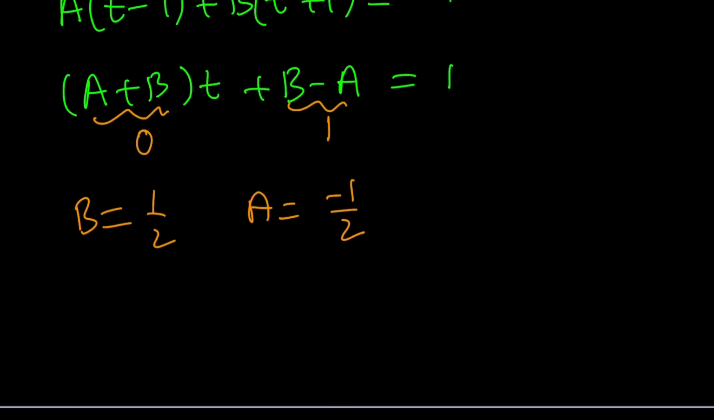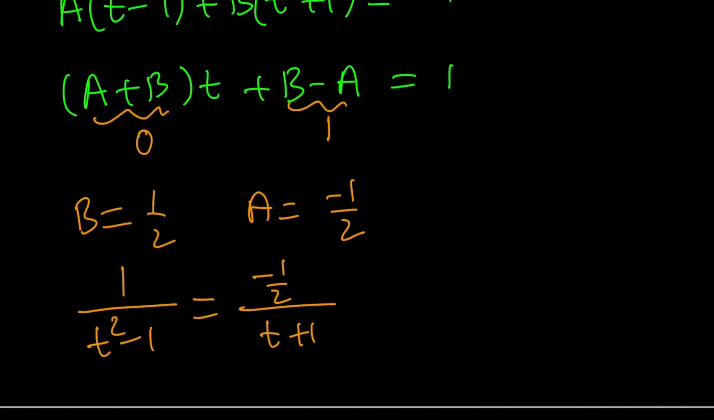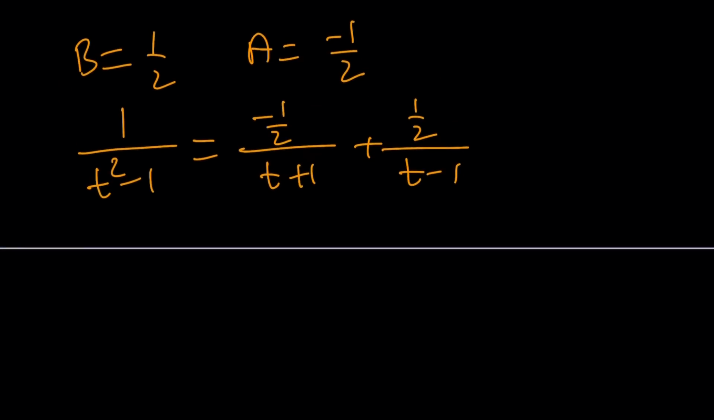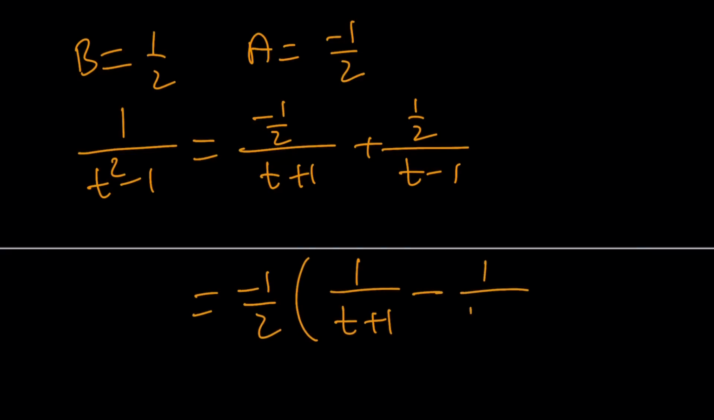So this allows you to write the expression 1 over t squared minus 1 as, remember, it was a over t plus 1, which is negative 1/2 over t plus 1 plus 1/2 over t minus 1. Don't worry about the 1/2, we're going to take it out. So I'd like to factor out a negative 1/2, which is nice because then my first expression is going to be positive, and then the second one is going to be negative, obviously, right? You've got to be careful about that.